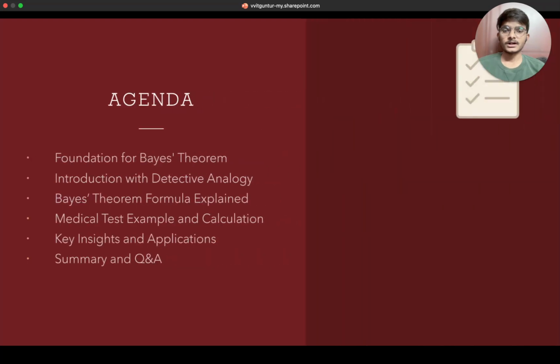Now, the agenda of today's topic is to lay the foundation for Bayes' theorem, an introduction using a detective analogy, and then Bayes' theorem formula will be explained. For clarification, I will give an example using a medical test and its calculations, and then we'll discuss the important points and its applications, and then we'll conclude the session.